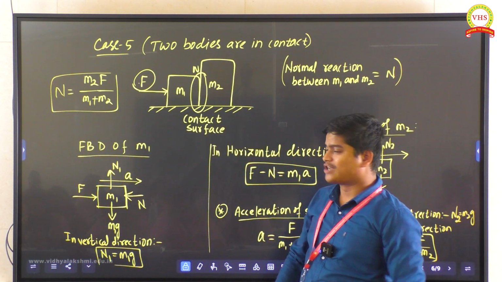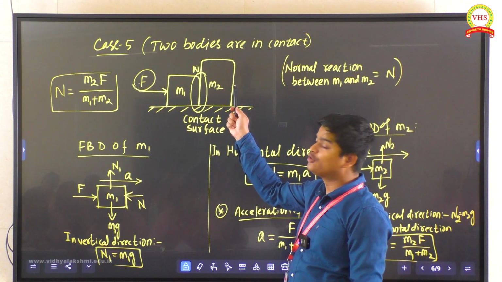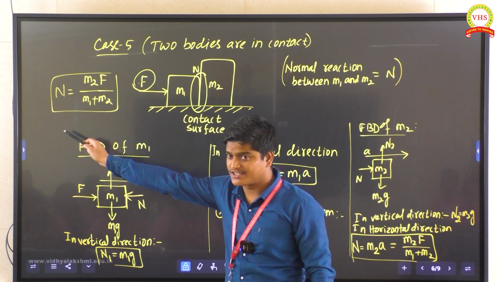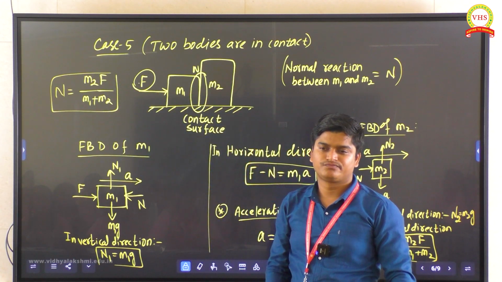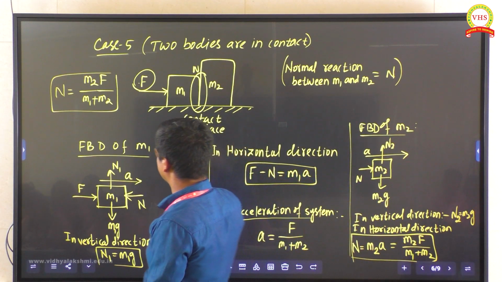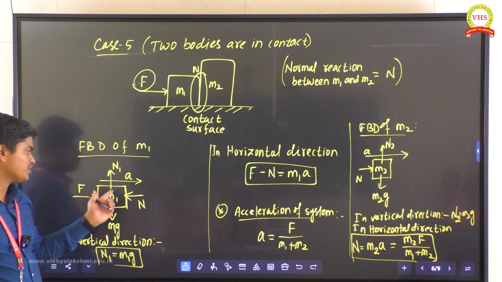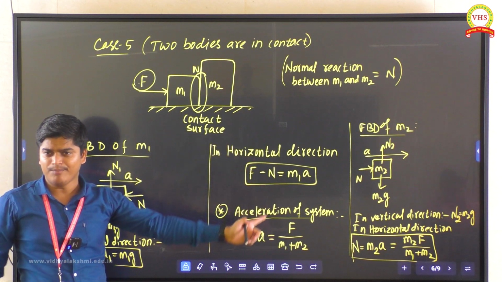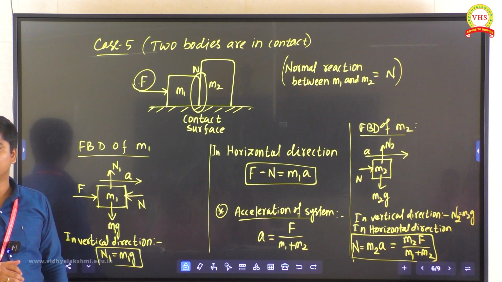Okay. Now suppose in the next case the F is in contact with M2. Then what will be the normal reaction? M1 into F by M1 plus M2. Yes or no? Like that you can calculate. But this is the perfect method, applying Newton's second law and the free body diagram, we are calculating this normal reaction. Yes or no? I hope you understood.